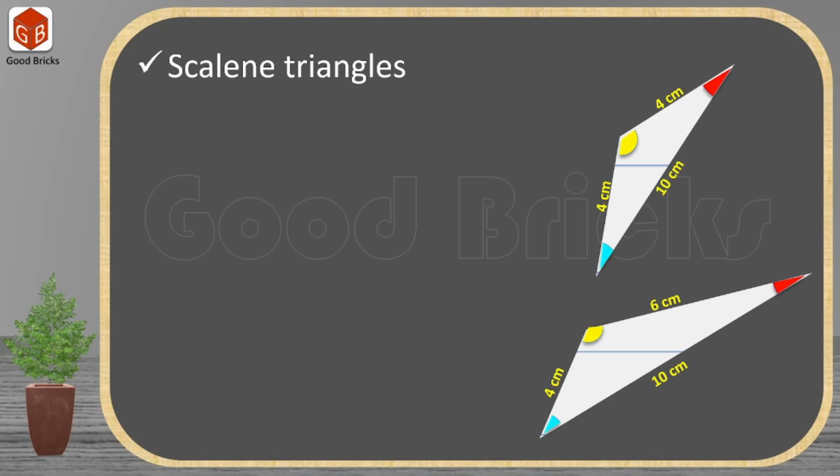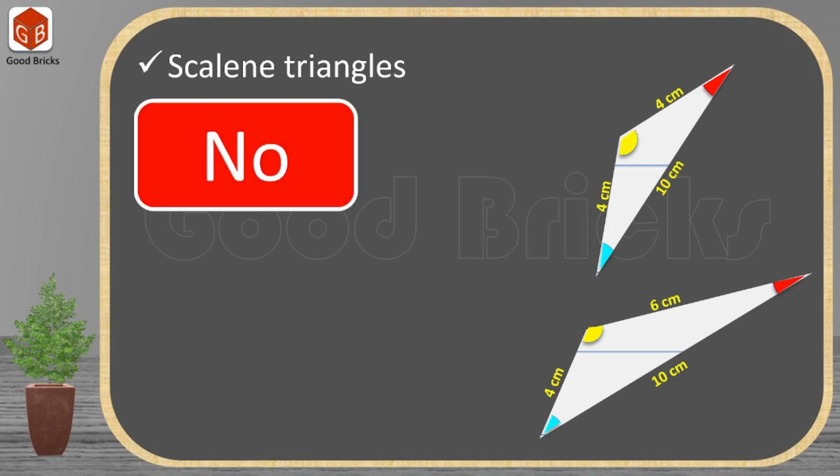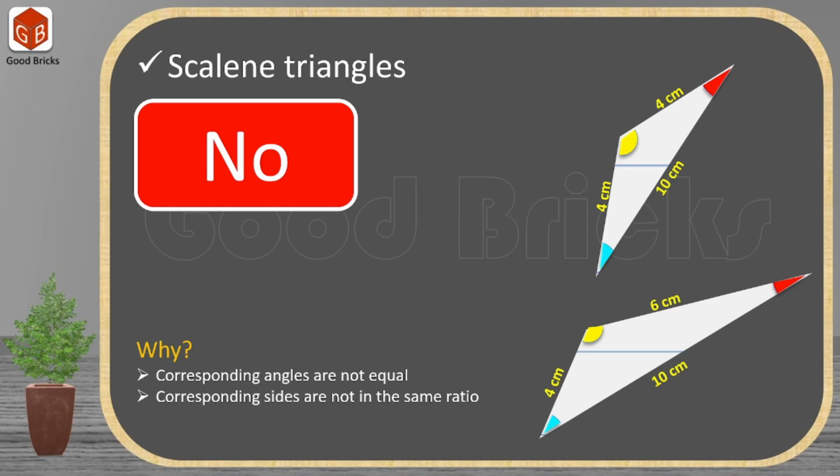Now we have two more scalene triangles on the screen, and observe clearly here. 4 into 1 is 4, but 4 into how many is 6? 4 into 1 is 4 only we should get, but here the side of this big triangle is 6 centimeters, and 10 into 1 is 10. The conclusion is all the sides are not in the same ratio in these two triangles. Since corresponding angles are not equal and corresponding sides are not in the same ratio, we can say these two triangles are not similar.